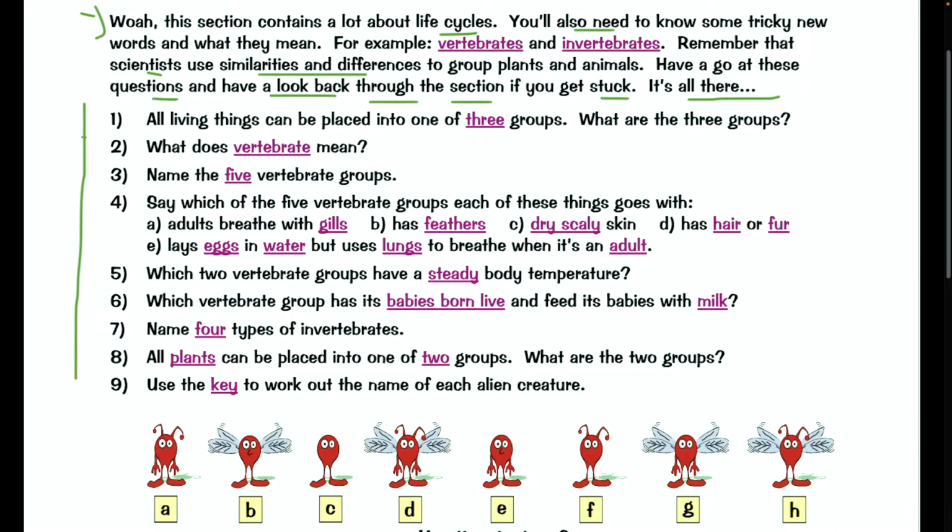Number 4, say which of the 5 vertebrate groups each of these things goes with. We have A, B, C, D, E, and that's it. So let's analyze this group here. I'm going to get a little bit closer.